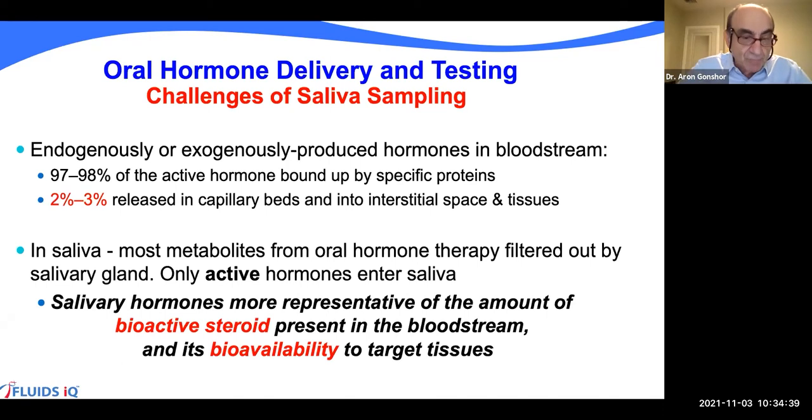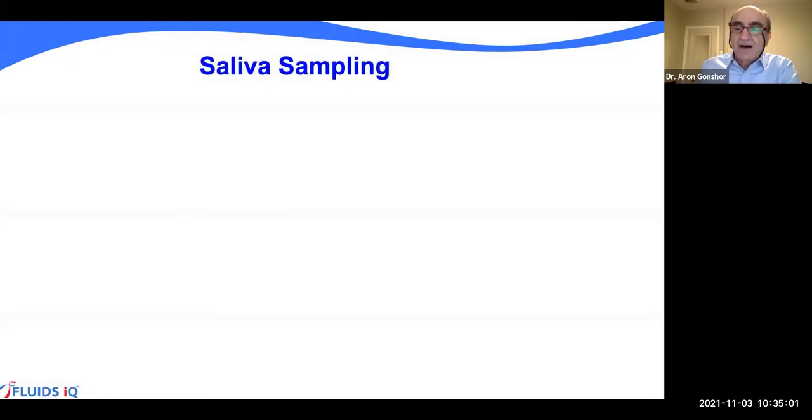So, here I have in bold, salivary hormones are much more representative of the amount of bioactive steroid that is present in the bloodstream, and therefore that is bioavailable to the target tissues. So just knowing what the total amount of the hormone is quite often quite unrepresentative of what you really want to know.